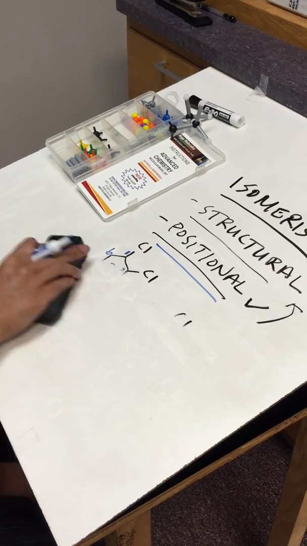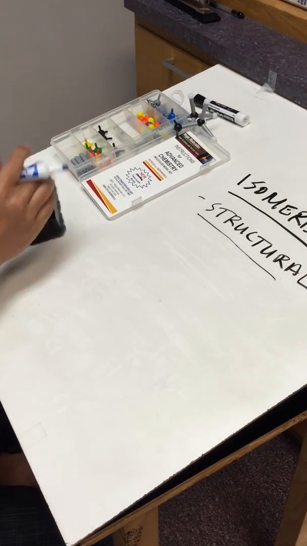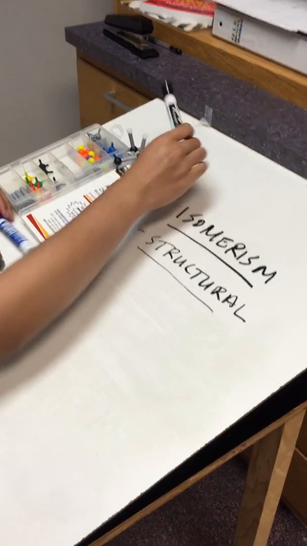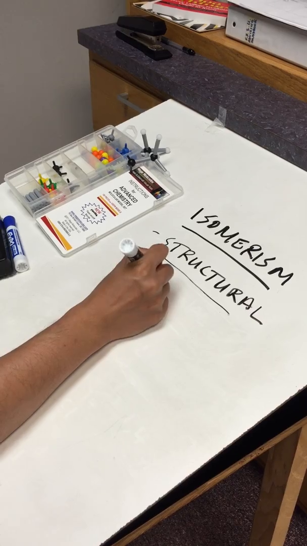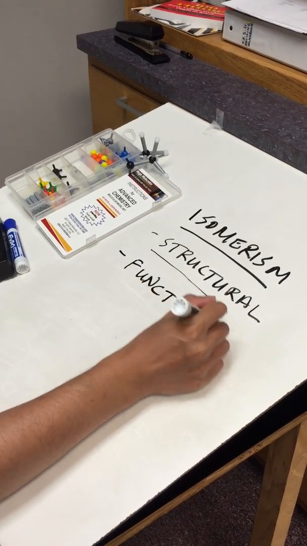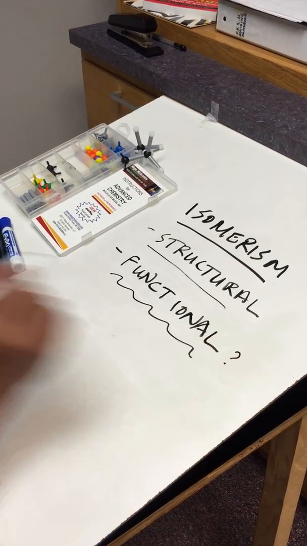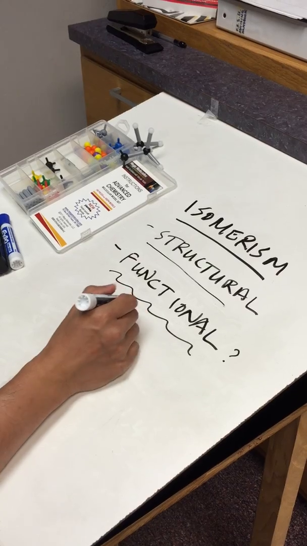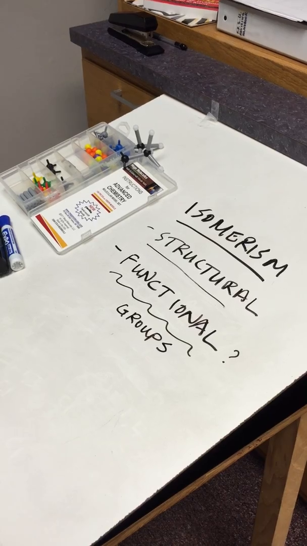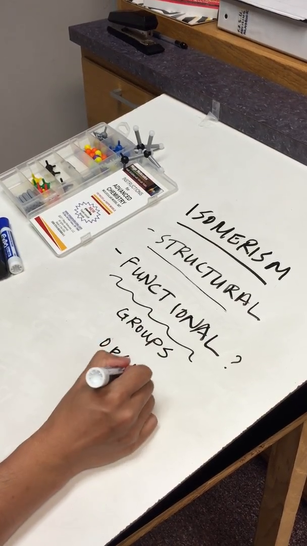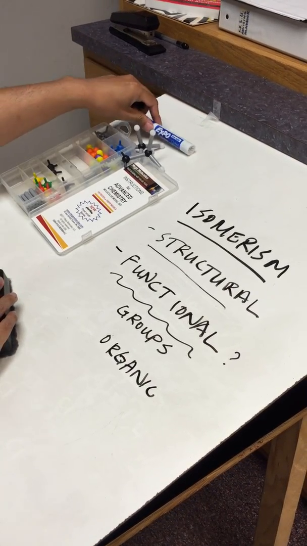Now, I'm not going to go any further on positional isomers because I want to show you another kind of isomers, and they are functional. Okay, now you have to help me out here. What do we mean by functional isomerism? Well, hopefully you remember the meaning of functional groups. It has something to do with organic molecules and how functional groups will give the molecule a certain property.